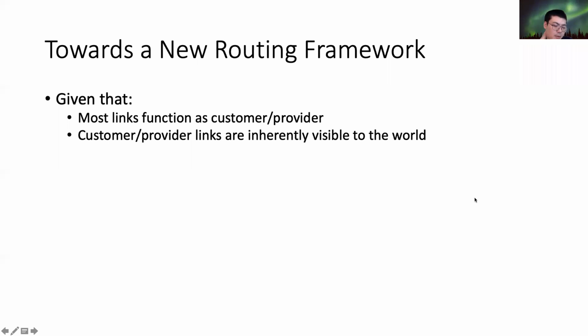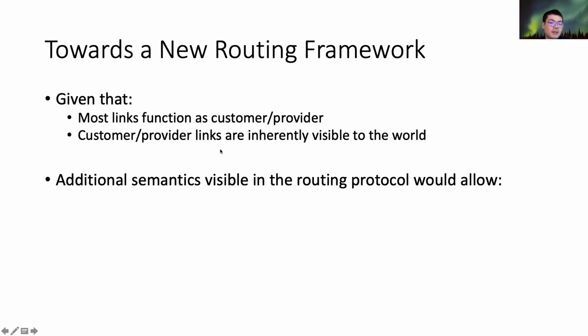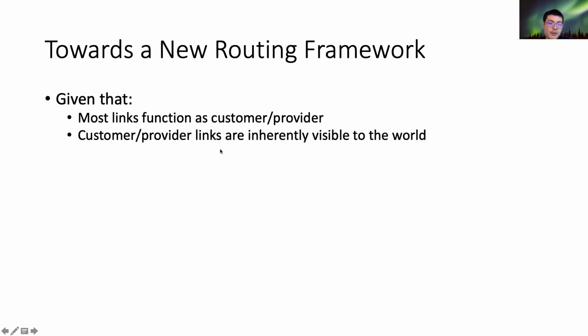So that's why there's a planning for a new routing framework, which is proposed here, called the HLP. This is based on the idea that now that your customer-provider links are public anyway, you cannot hide anything there. Then we just don't hide it. We do it like everyone can see it, just like in OSPF in your intra-AS.